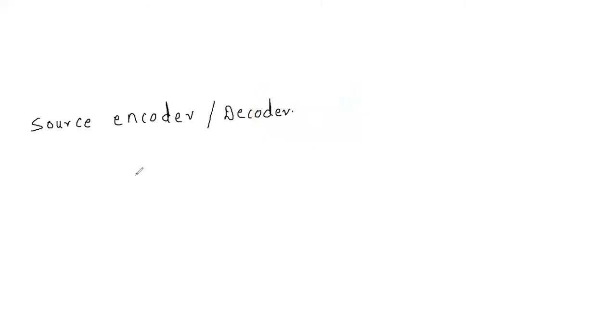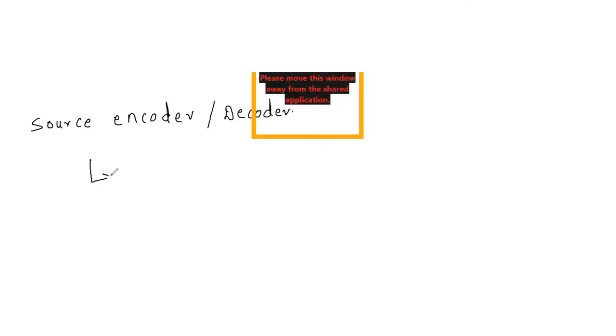Now let us see the meaning of source encoder and decoder. The symbols produced by the information source are given to the source encoder. Whichever symbols we need to transmit are first applied to the source encoder. The symbols cannot be transmitted directly; they need to be first converted to digital form. So the source encoder first converts the information into digital form.